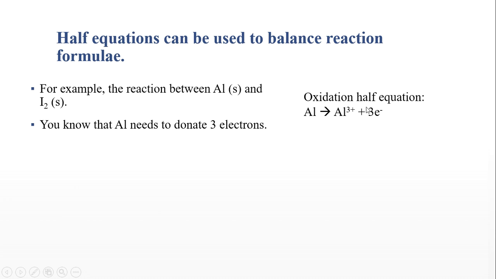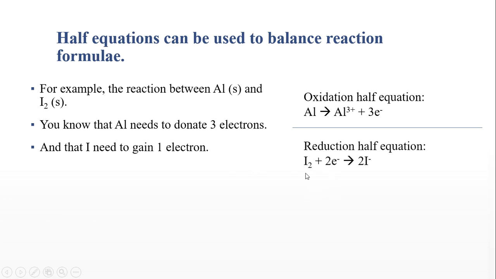Each aluminium donates 3 electrons to form an aluminium 3+ ion. And iodine needs to gain 1 electron. Since they're stuck together 2 by 2 in the iodine molecule, we're going to need 2 electrons to form 2 iodide ions, like so.